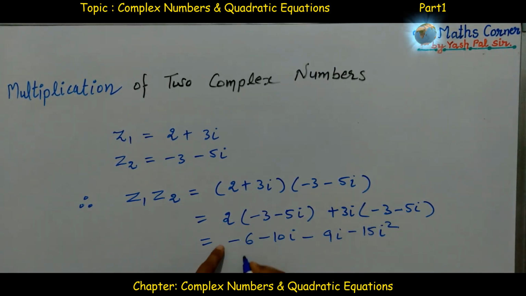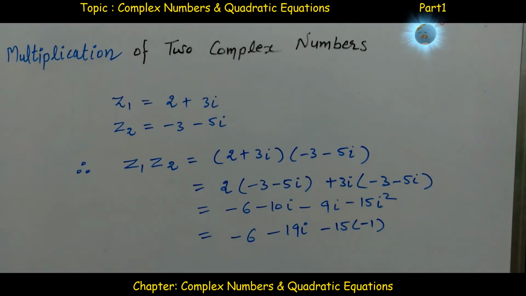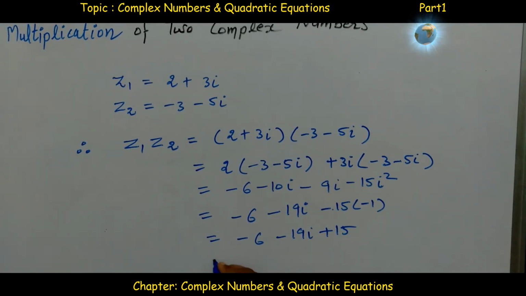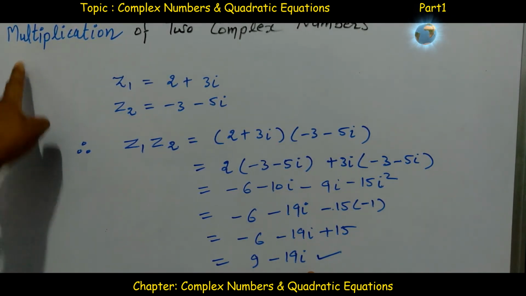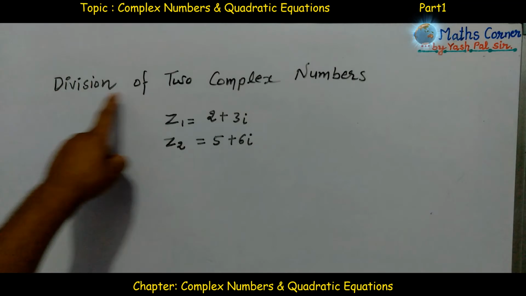So we have minus 6, minus 10 iota minus 9 iota becomes minus 19 iota, and minus 15 iota square, where iota square value is minus 1. So this is equal to minus 6 minus 19 iota minus 15 into minus 1, which is plus 15. So again we can say the result is 15 minus 6, 9, minus 19 iota. This way we can multiply two complex numbers also. Next is division of two complex numbers.